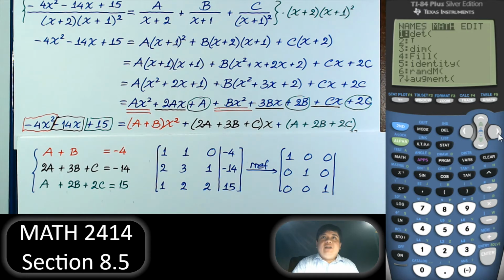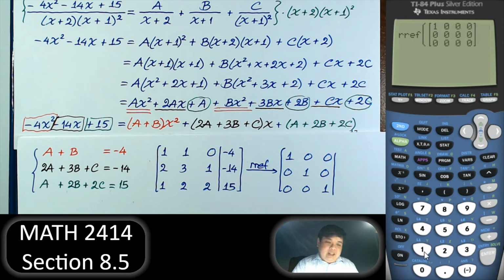Second matrix. Reduce row echelon form. Alpha, zoom. 3 row, 4 column. So that's good. 1 for A, don't hit enter. Next, 1B, -4. 2A, 3B, and 1C equal to -14. 1A, 2B, and 2C equal to 15. Right.